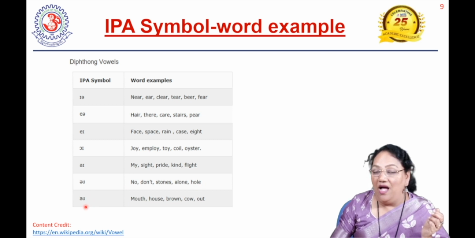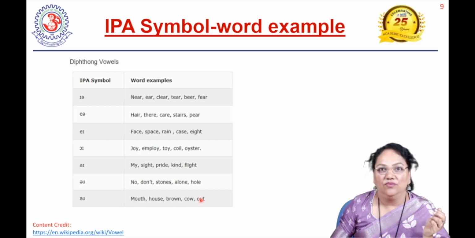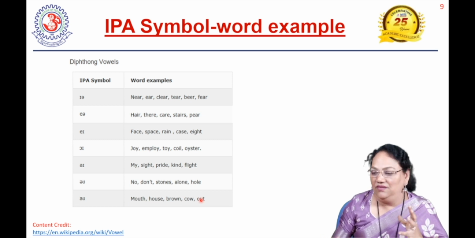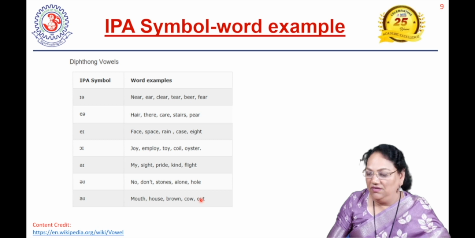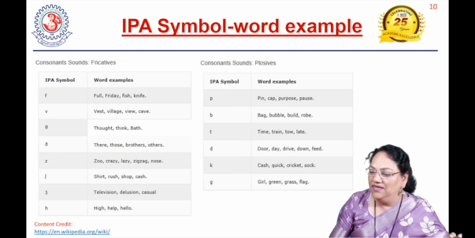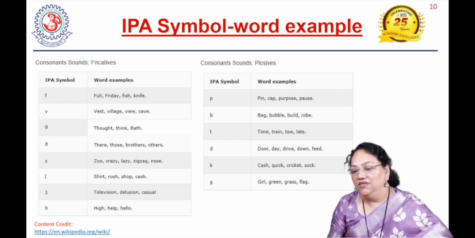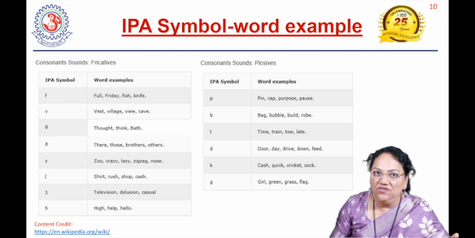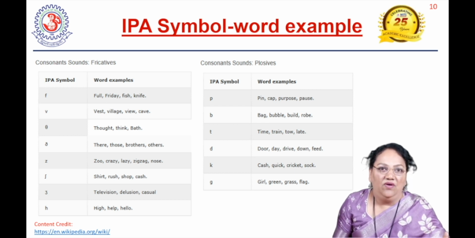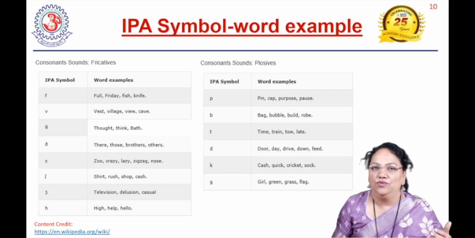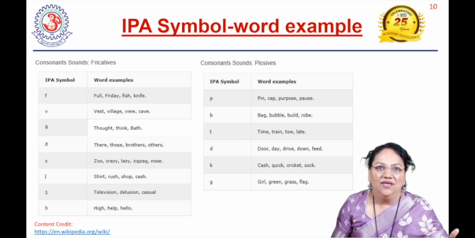Next, finally, /aʊ/: mouth, house, brown, cow. Okay, so that's how we make diphthongs for our understanding, and we can implement that when we speak. Next comes the IPA symbol word examples for consonant sounds. So, how many consonant sounds are there? 24. We have already seen 20 vowels, the short vowels and long vowels, which are monophthongs, and then diphthongs, which are double-sounded vowels.